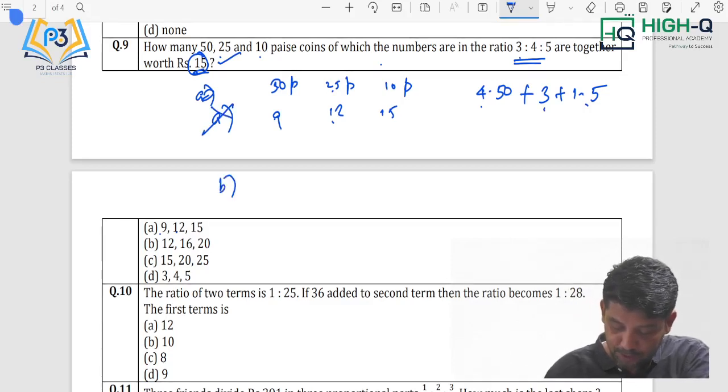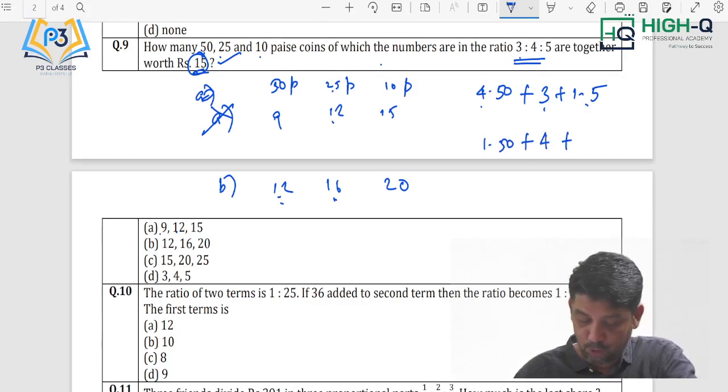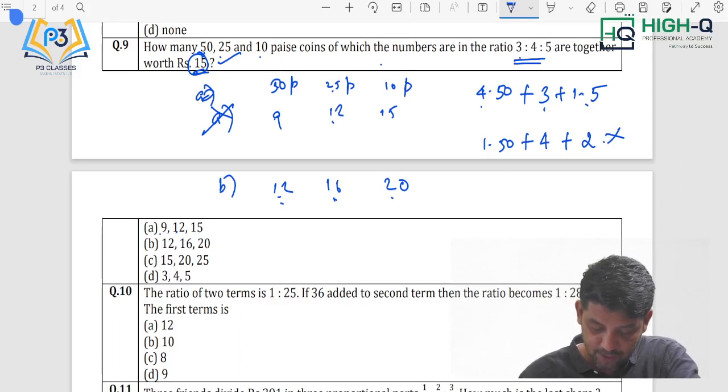Go for option B. 12, 16, 20. Yes, sir. 3 is to 4 is to 5, satisfying, sir. Next, 12 into 50 paise, 6 rupees. Plus 16 into 25 paise, which is nothing but 4 rupees. 20 into 10 paise, which is nothing but 2 rupees. Is that right, my dear? Even this way we are not getting 15. So leave it. Not possible.